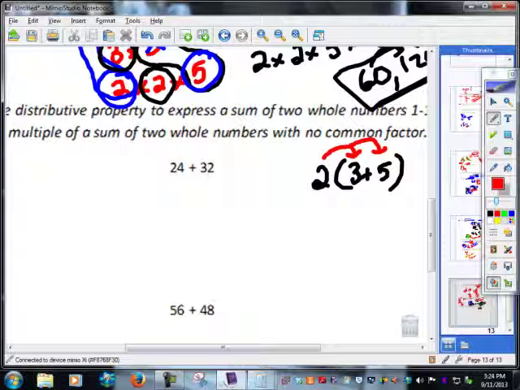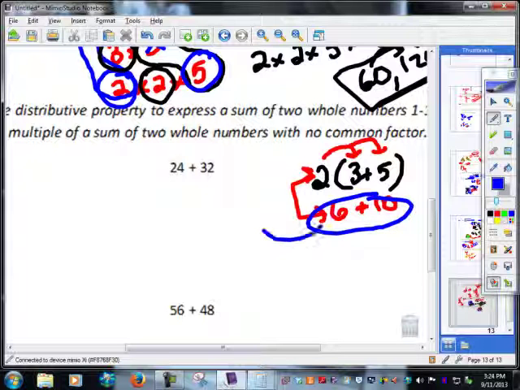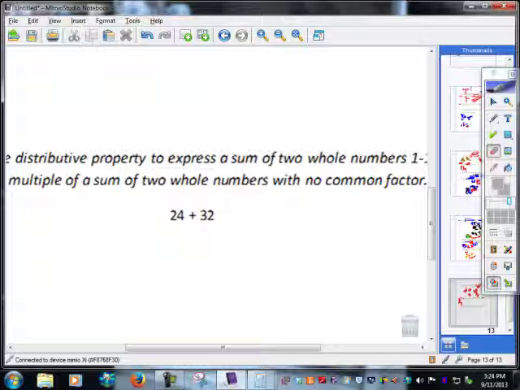And when we do that, 2 times 3 is 6. Bring down my plus sign. 2 times 5 is 10. These are equal to each other. They are the same thing. The only thing here is, you're not going from this and making this. You're doing the opposite. You're starting with this, and you're making it into that. Okay? So let's do it.